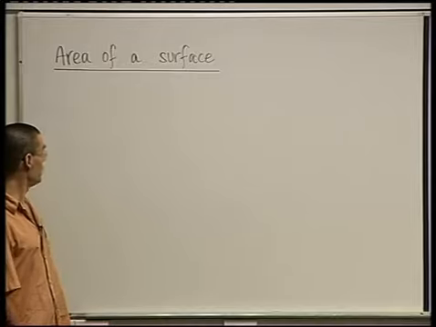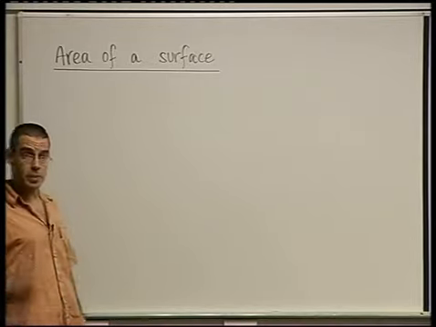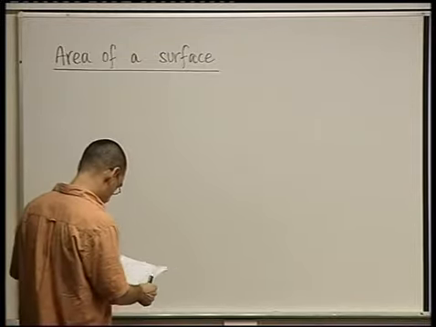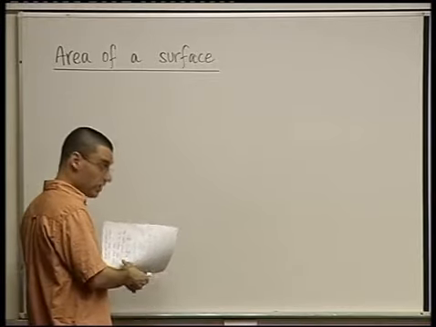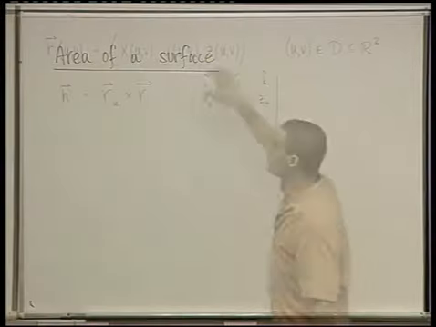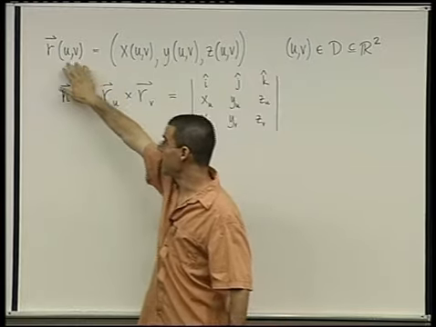The next thing we want to do is find the area of a surface. And now we know how to express surfaces in terms of a parametrization, and that is what we're going to use. So let me remind you what we've seen in the previous episode. Given a surface, we can express it using a parametrization. We call the parameters u and v.